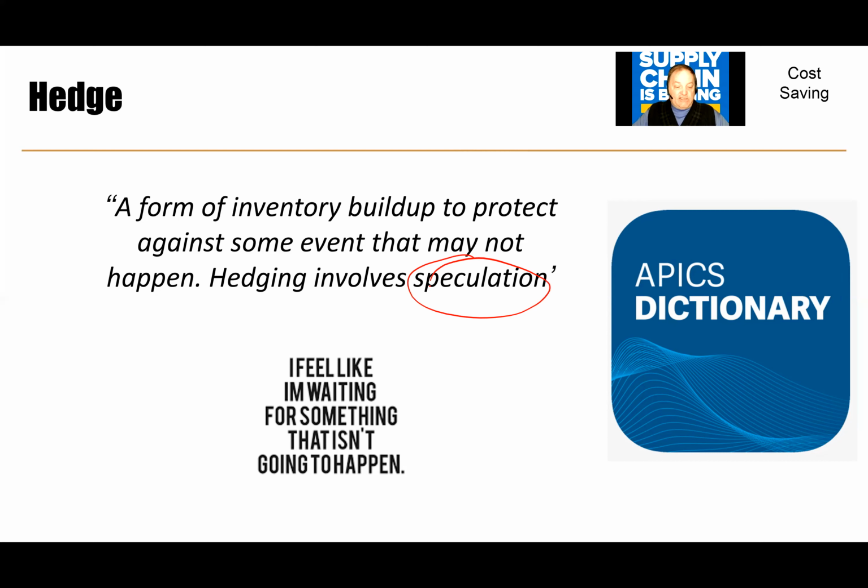A good example of hedging is seen in fuel markets. Companies may make advanced bulk purchases of fuel to mitigate expected short-term spikes in future prices.